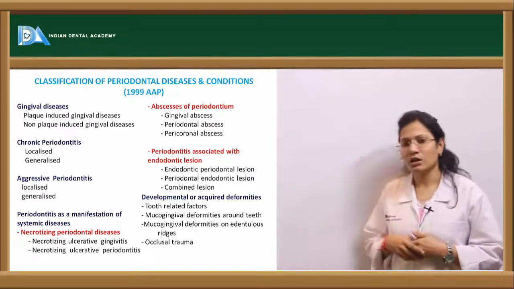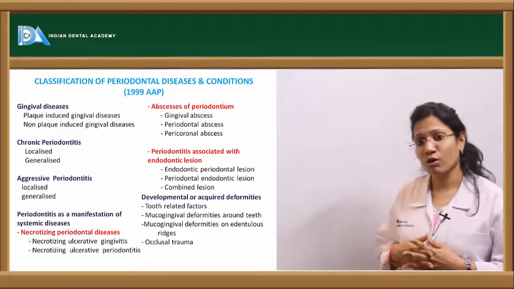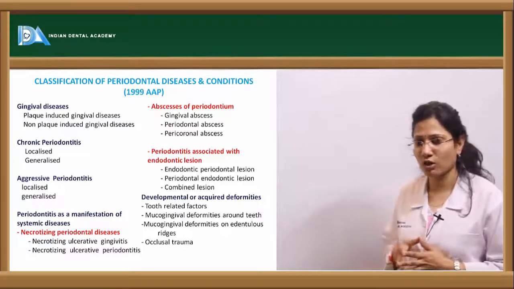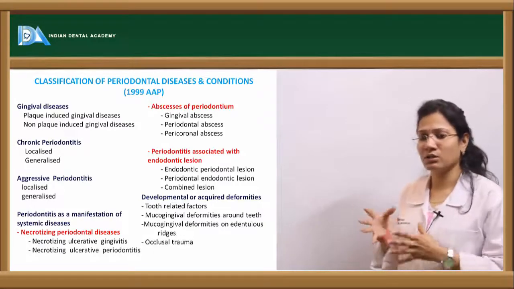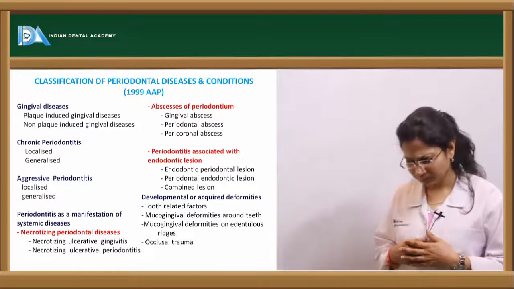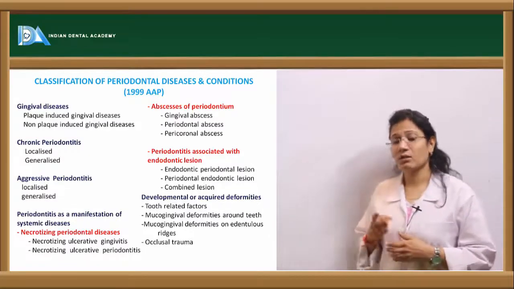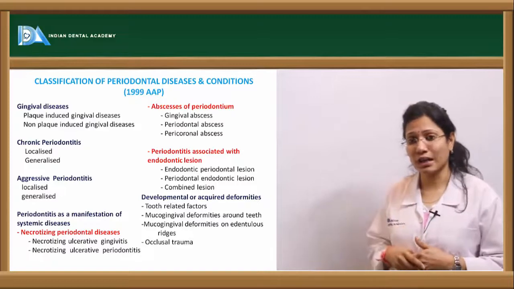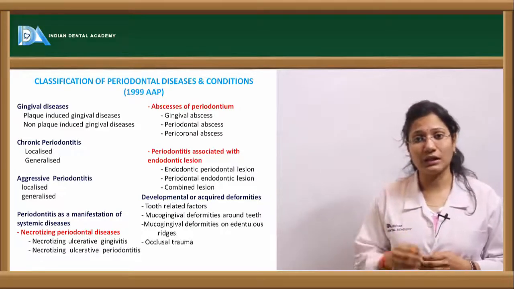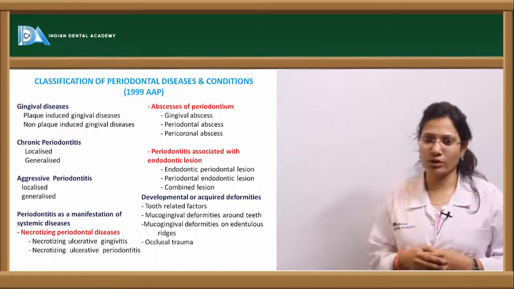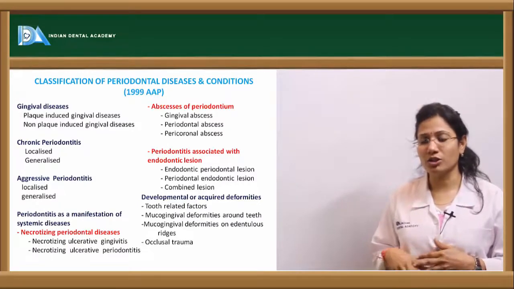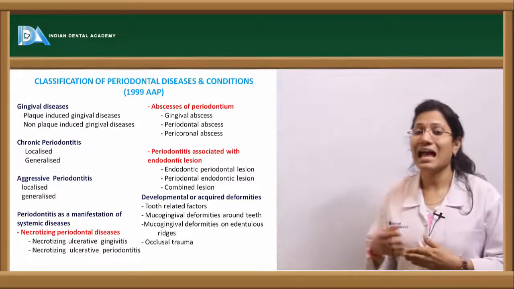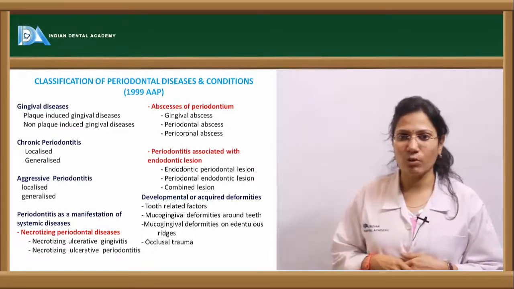Now, according to this classification system, which was put forward by the American Academy of Periodontology in 1999, you can classify periodontal diseases not purely on the age of onset, but you need to categorize them based on the rate of progression of the disease. So you have the new included terminologies, that is chronic periodontitis and the aggressive form of periodontitis.